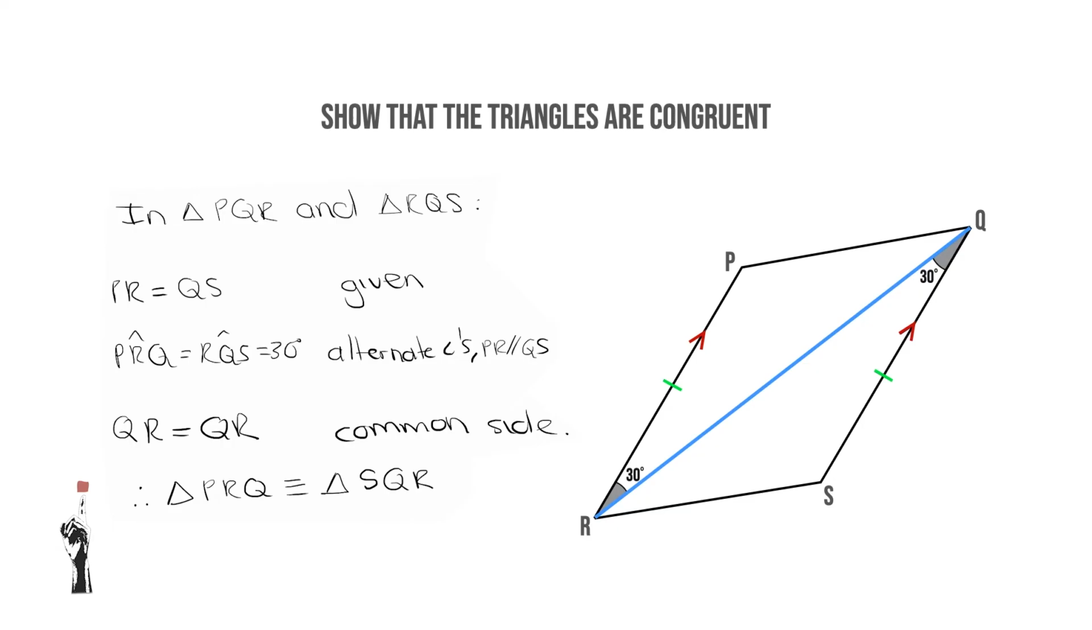Now I need to test myself. Is it true that PR is the same length as SQ? Yes, that is true. Is it true that RQ is the same length as QR? That is exactly the same side, so yes it is. Is it true that angle R is exactly the same size as angle Q? Yes it is. So therefore I know that my order is correct. I can write my reason now, which is side, angle, side, since my angle is between my two sides.